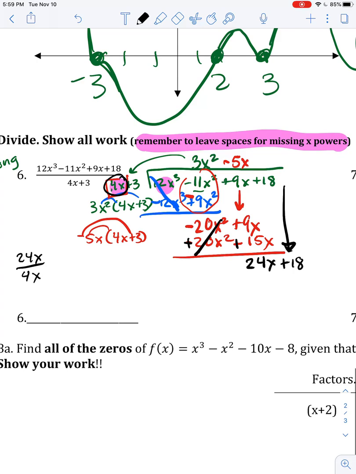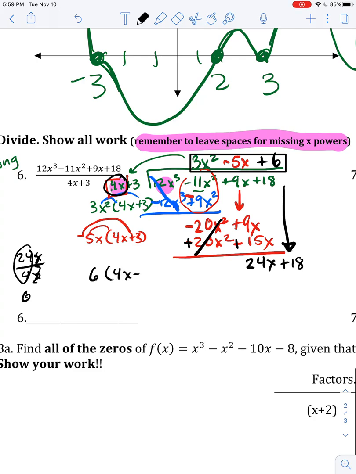So if I have 24x and I'm dividing out this 4x again, that's going to turn into a 6 and the x's are gone. So I'm going to get a straight up 6. So this is going to be my answer because I'm at the end of my division line. Anything beyond that will be remainder.